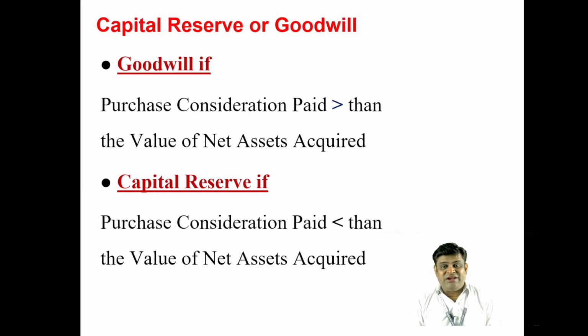When the purchase consideration paid is less, and in exchange for that, the value of the asset acquired is more, the value of the asset exceeds the purchase consideration by that amount. That excess portion is called capital reserve, and it is shown in the books of the purchasing company.